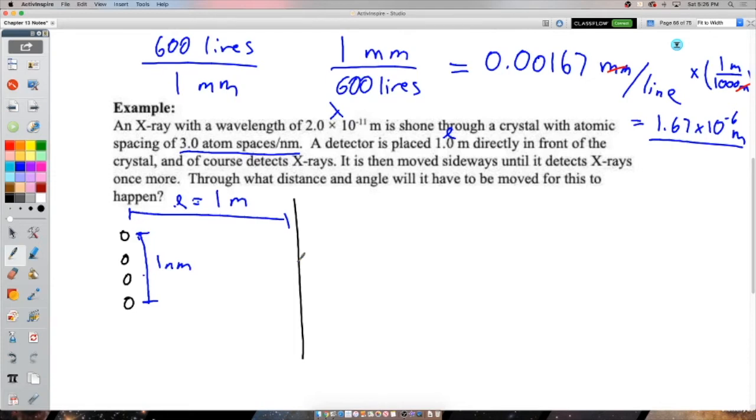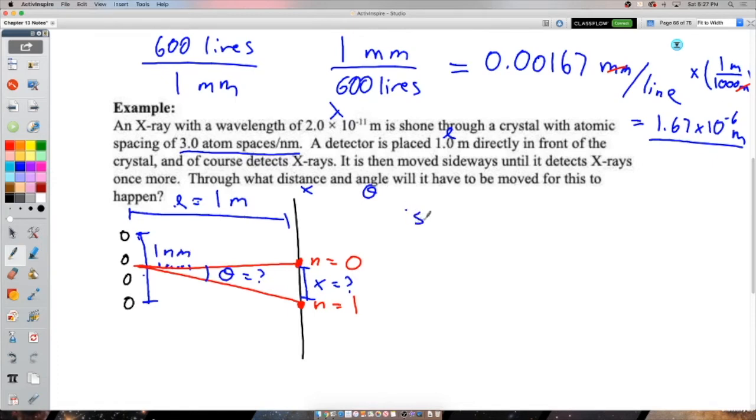So through what distance and angle will it have to be moved for this to happen? Let's first draw our central bright spot, n equals 0. We're saying we move it this way until we hit n equals 1. It wants to know what distance we had to move the detector. Well, we moved it from here where we detected it to here where we detected it again. So it's asking, what is X? And of course, what angle did we have to move it through? So what is theta? First let's just figure out D.